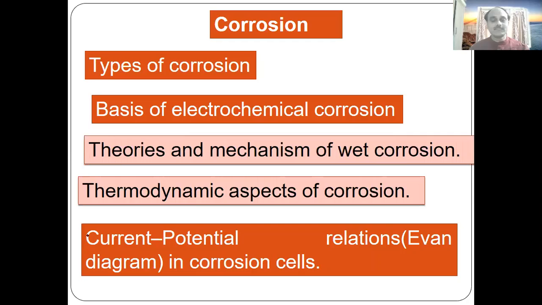So what is the basis of the electrochemical reaction? Means how this electrochemical corrosion should be taking place. And that is what the theories and mechanism of the wet corrosion. And since I said this corrosion is an electrochemical phenomenon, means it is an electrochemical reaction like normal reactions, but it is an electrochemical reaction. How you conduct an experiment in thermal reactions in the laboratory, this corrosion is an electrochemical reaction.